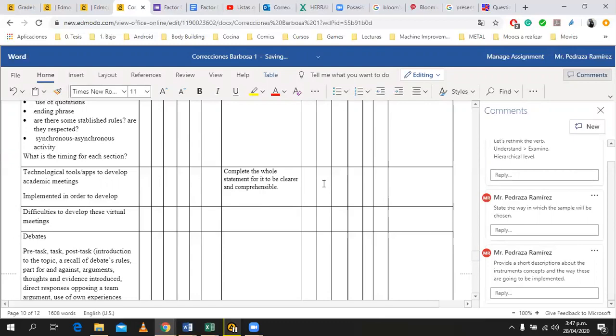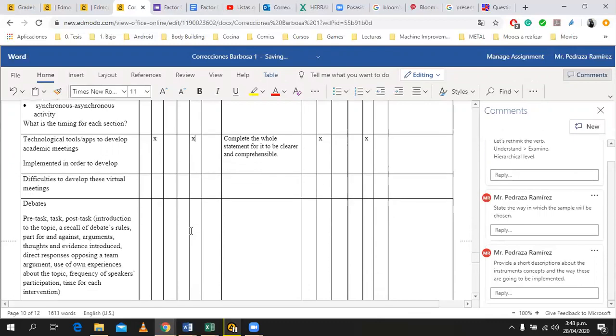So here, technical assistance to develop academic meetings implemented in order to develop. Well, I don't think it's going to be understandable this way. Difficulties to develop these virtual classes. Okay, yeah.